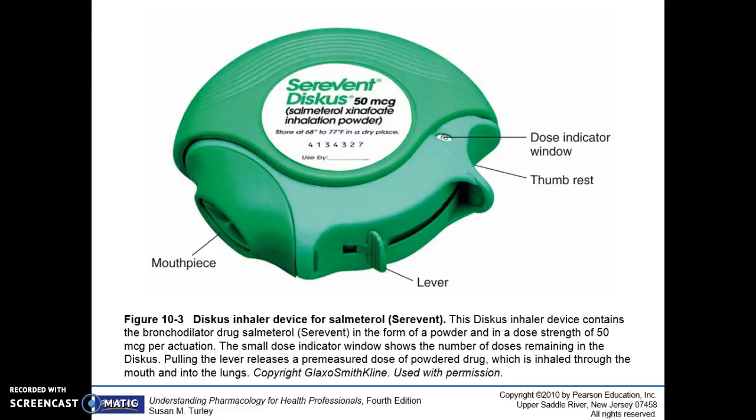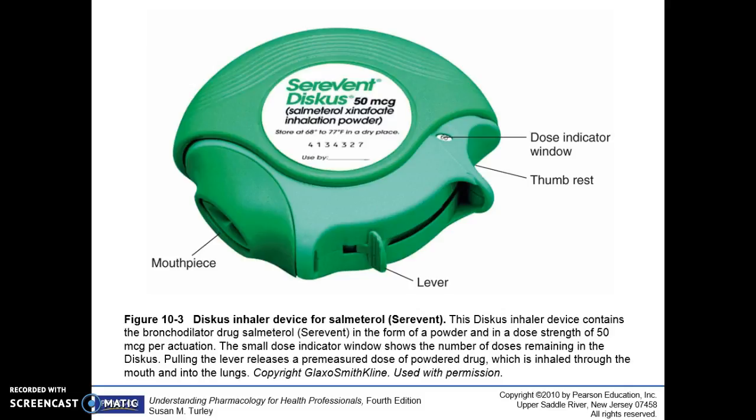This is another example of an inhaled device. This is a disc, and it contains another bronchodilator. In this case, the drug is called salmeterol. Serevent is the brand name for it, and it contains 50 micrograms of medication in each inhalation.